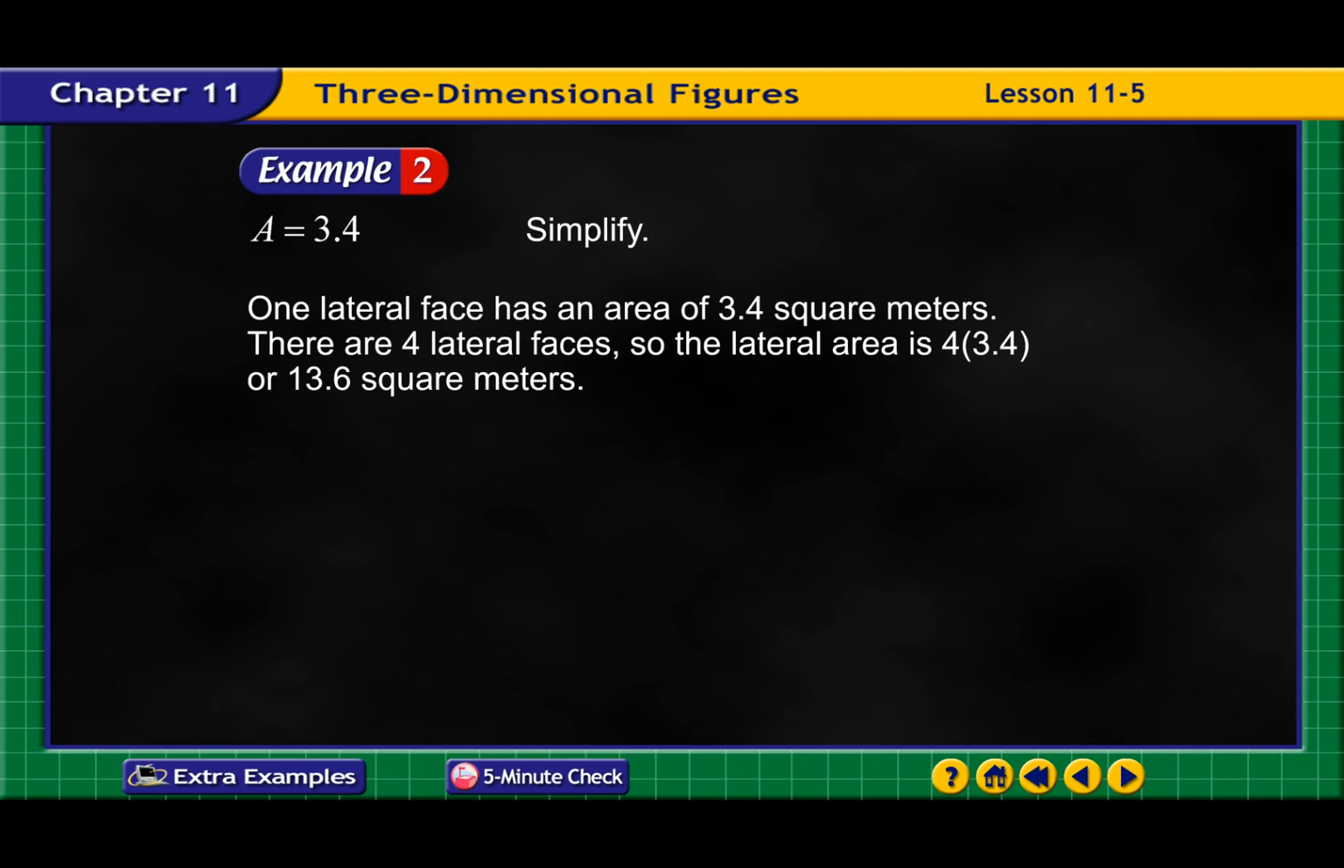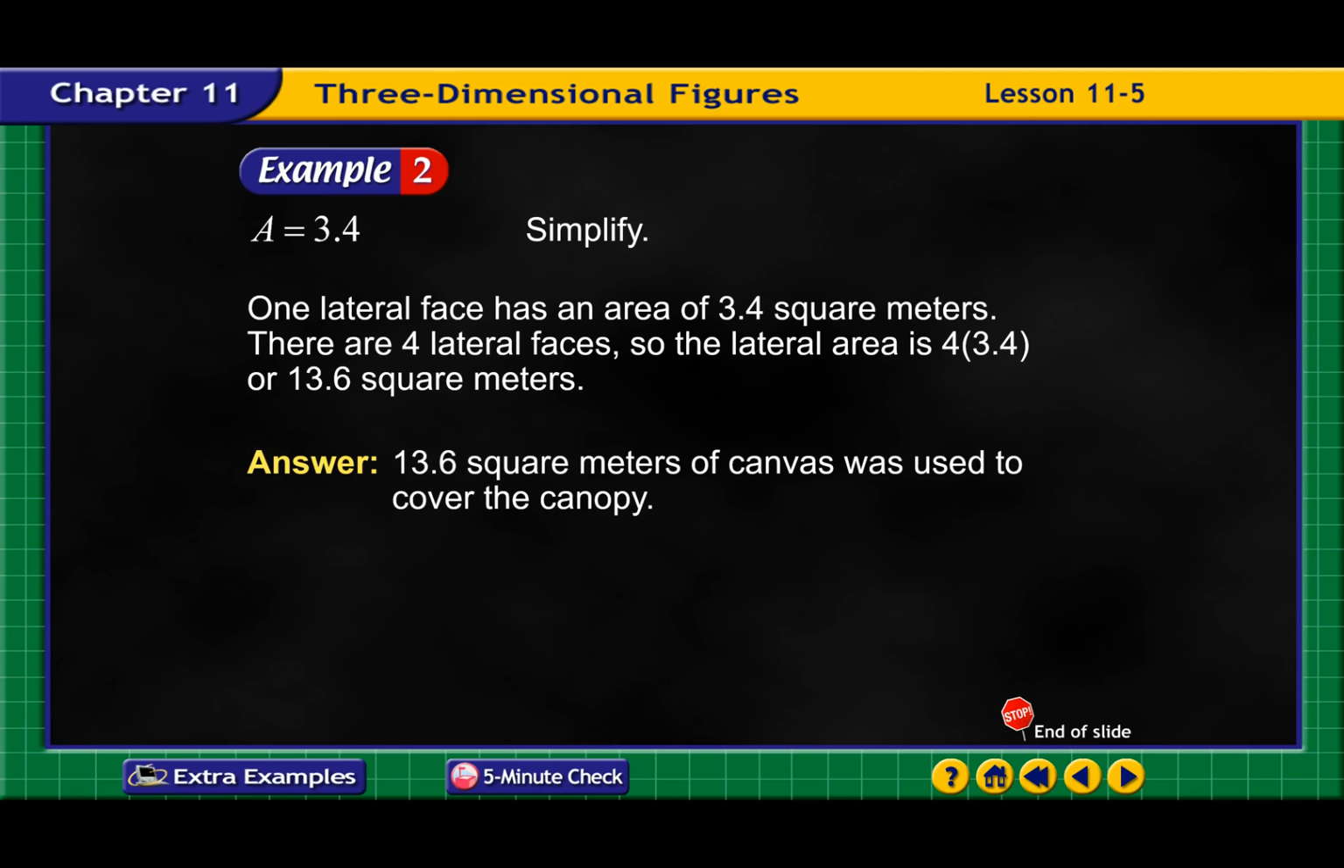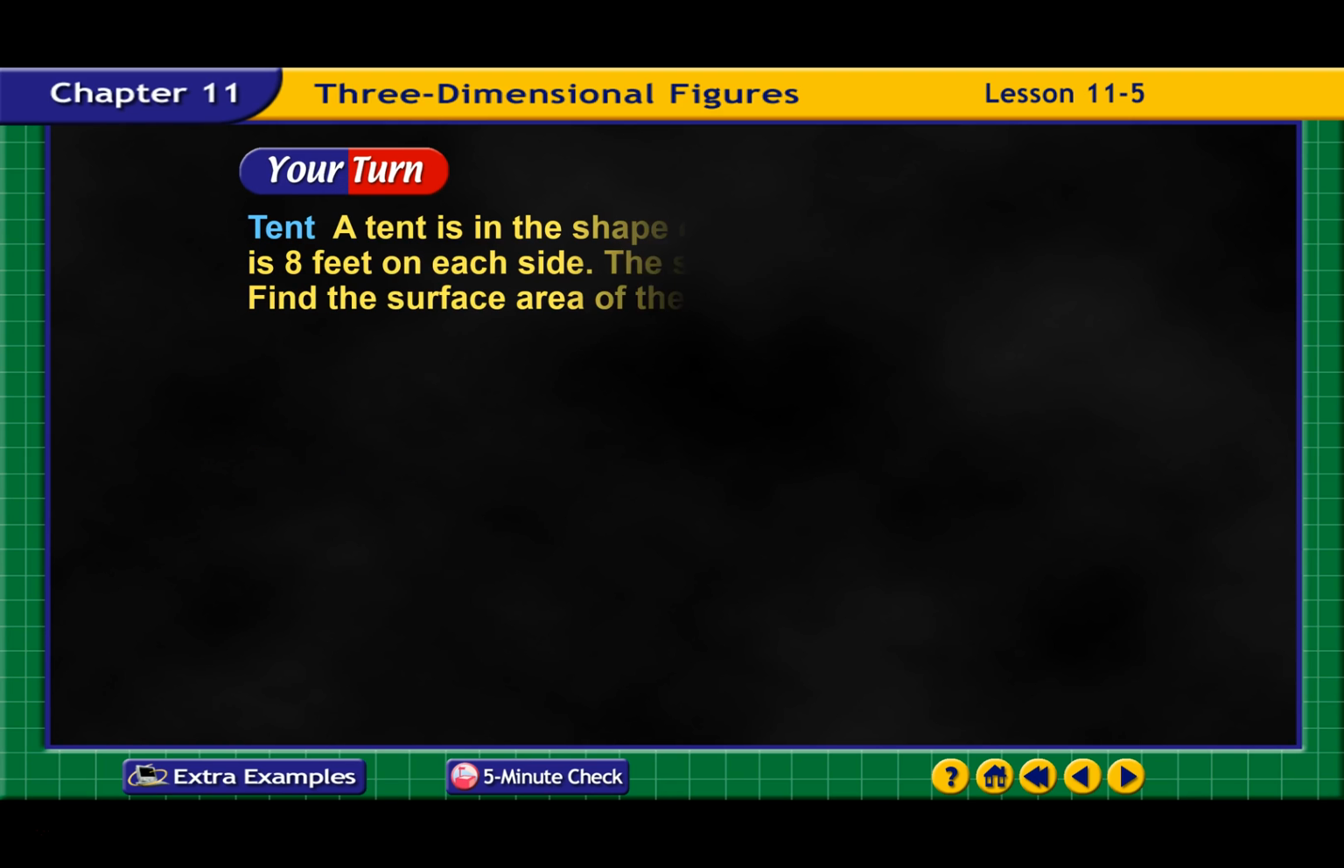I'd prefer to do it all at one time, so that we can just do one calculation on the calculator. So 13.6 square meters of canvas were used to cover the canopy. All right, pause this one, give it a shot.